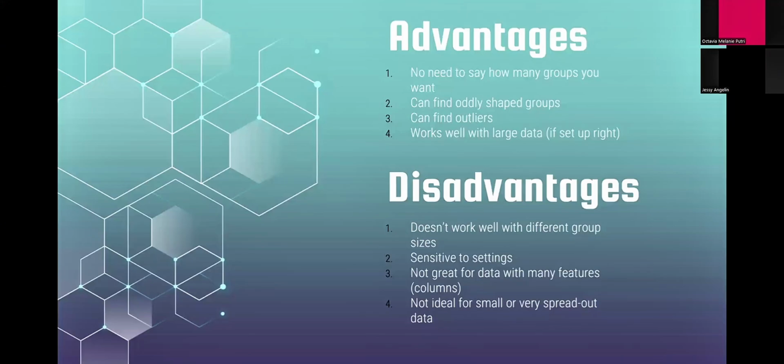Now the disadvantages. First, it doesn't work well with different group sizes. If some groups are dense and others are spread out, dbScan might get confused. Second, it is sensitive to settings. If the settings are wrong, the results won't be good. Third, it is not great for data with too many features, or columns. In high dimensional data, or data that has too many columns, it may not work well. Last, it is not ideal for small or very spread out data. It may think many points are just outliers if the data isn't dense enough.